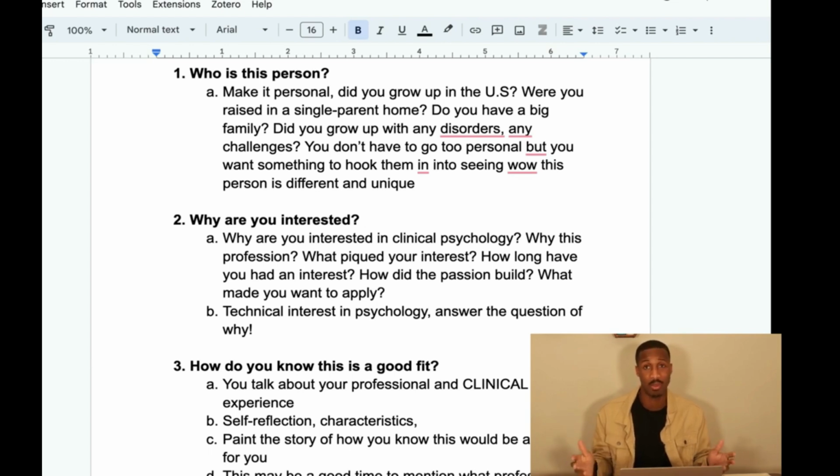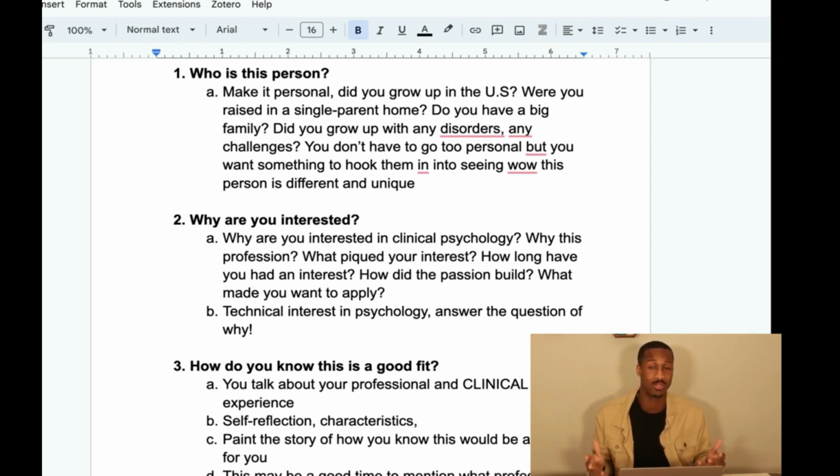You have to remember they're going to be reading hundreds and hundreds of personal statements. And so if you can really be unique in how you write your personal statement, they are going to remember you when they see you. They're going to be like, oh yeah, this person said this in their personal statement. Ooh, I want to know more. I want to pry, right? And so you want to be as unique as you can.